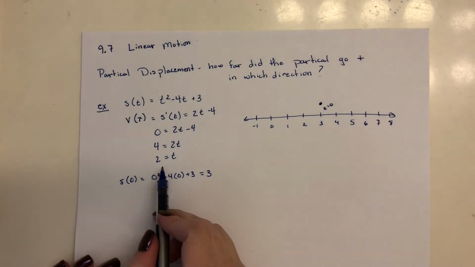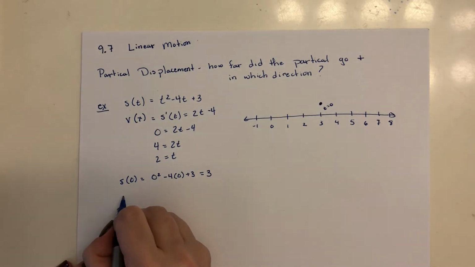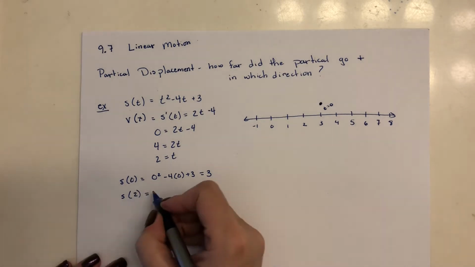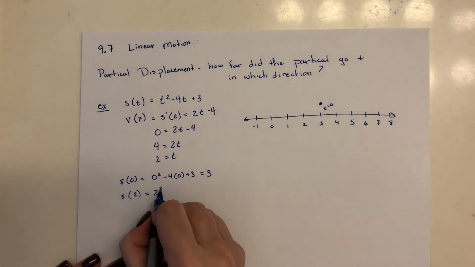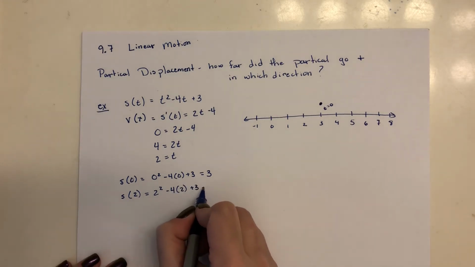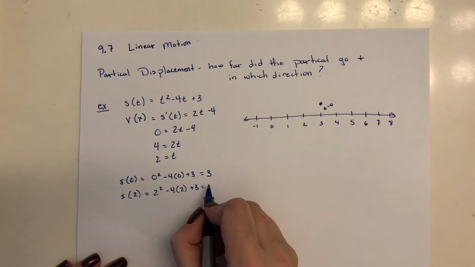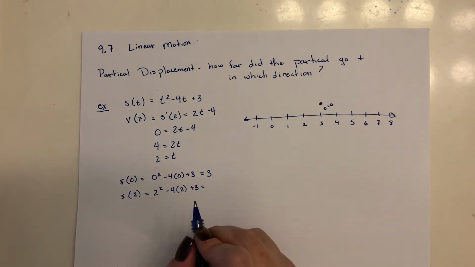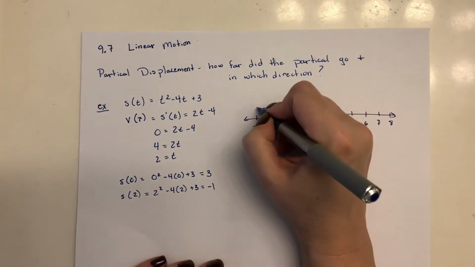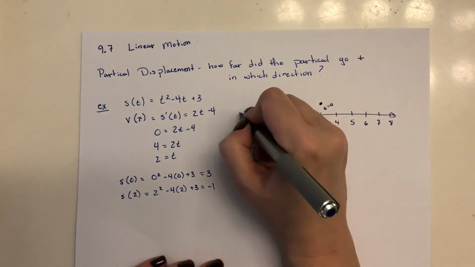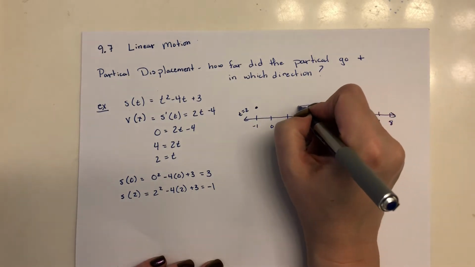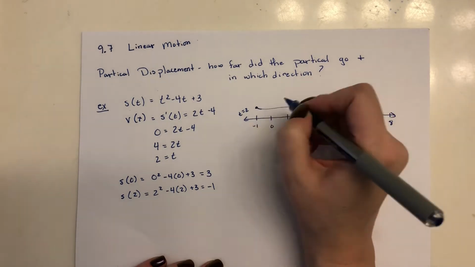Okay, now I found time 2 is where it stopped. I'd like to know where it is at time 2. So again, I'm going to put this in the position function, and I'm going to solve that out, and it says that it went all the way over to -1. So that means this is where it is at time equals 2. So my particle traveled this direction.